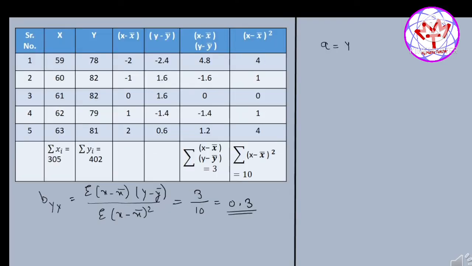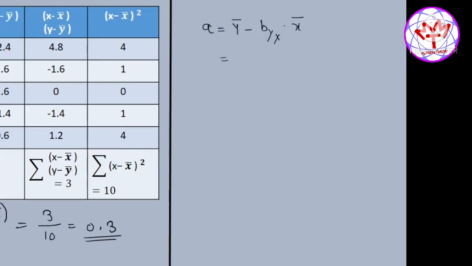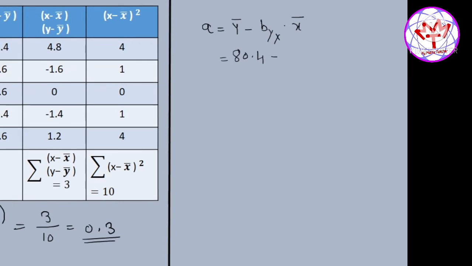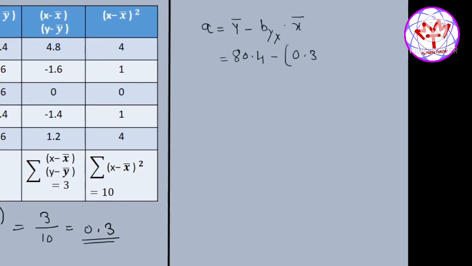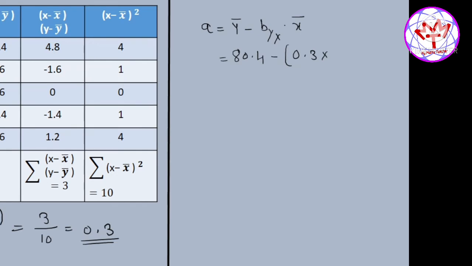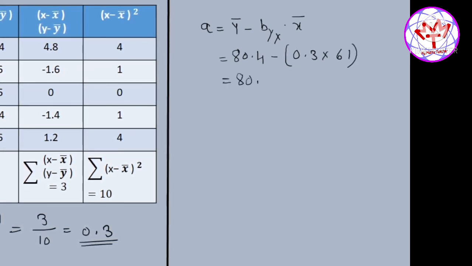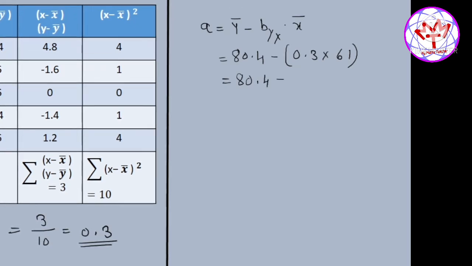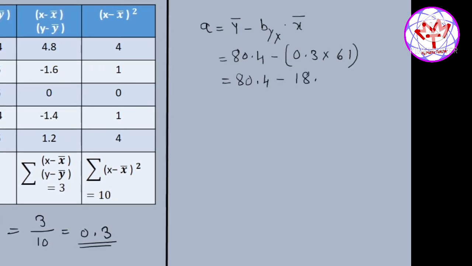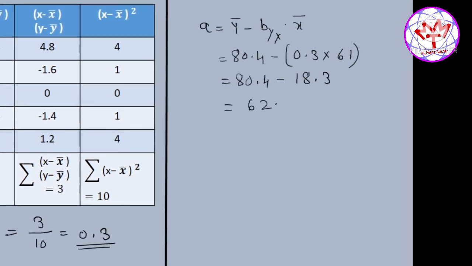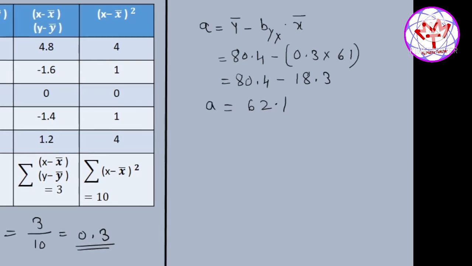Now let us calculate a. We know that a is equal to y bar minus byx into x bar. So let us substitute the values. Y bar is equal to 80.04 minus byx is 0.3 into x bar. X bar is 61. So this is equal to 80.4 minus 18.3. So that is equal to 62.1. So your A is 62.1.